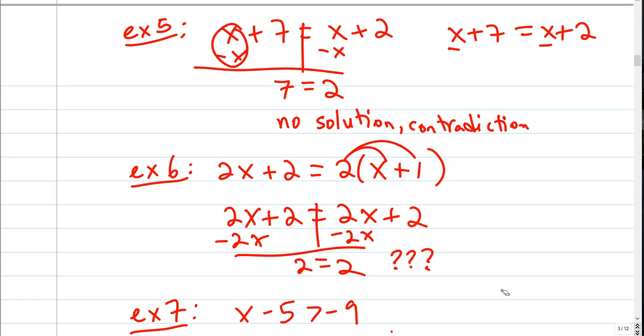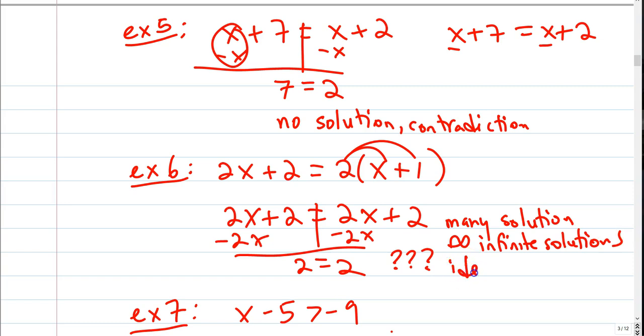Well, up here I could never make them the same. Here I could never make 2 and 2 different. There's nothing I could do as long as I do it to both sides. They will always stay the same. Some books will call this many solutions. I think that's kind of weak. How about infinite solutions? Or sometimes we'll call this an identity. Basically, they're the same.